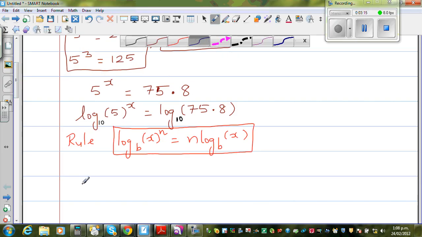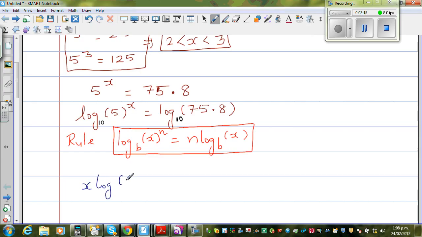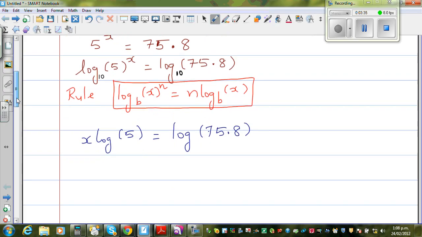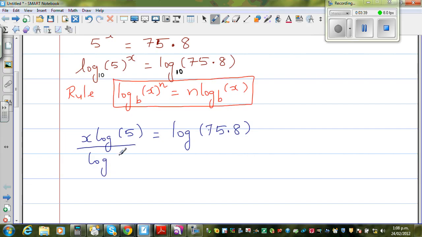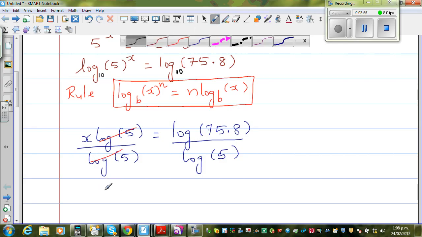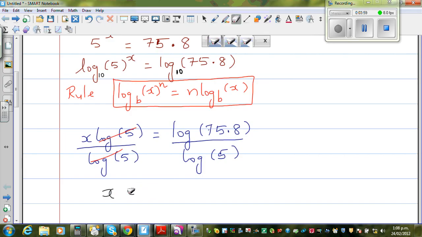So applying that rule, let me use a blue color. So can I say x log 5 is equal to log of 75.8. Now you're going to divide both sides by log of 5. So I'm going to divide this side by log of 5, and I'd also divide this side by log 5. So this log 5 and log 5 get cancelled. So x is equal to log of 75.8 divided by log of 5.